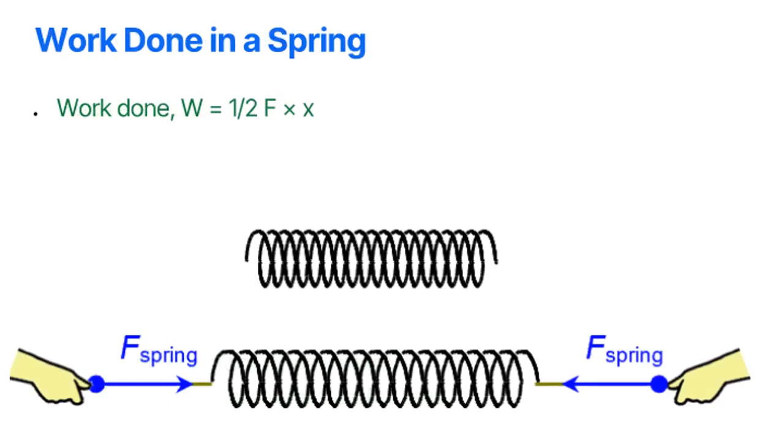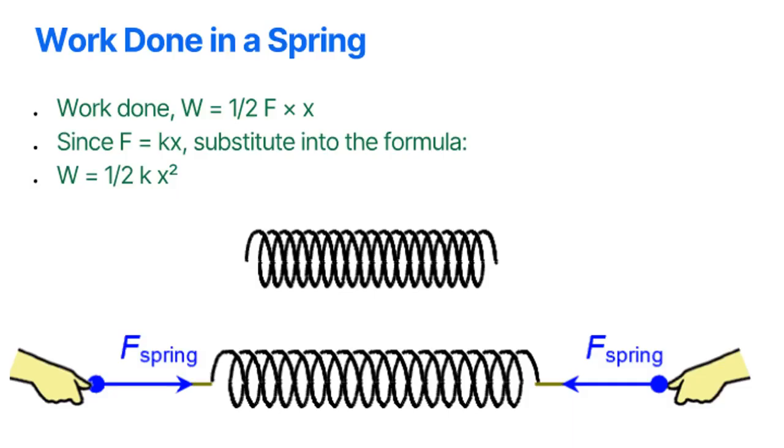The work done in stretching or compressing a spring is given by half times force times extension. Substituting Hooke's law into this, we get that work done equals half times the spring constant times the extension squared.